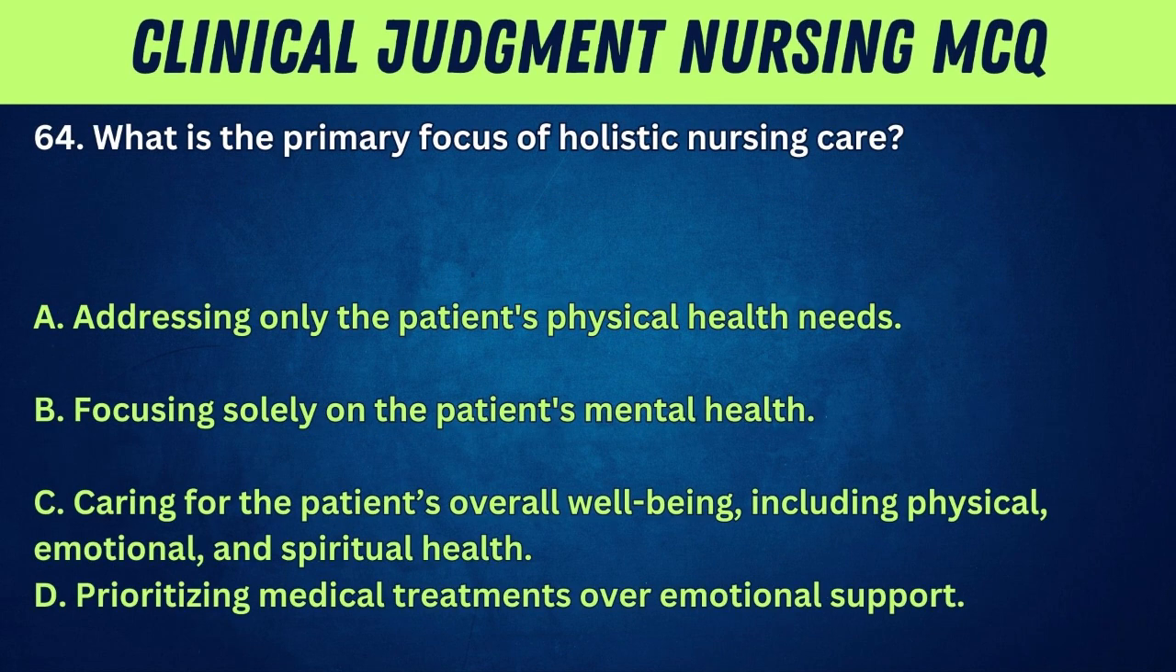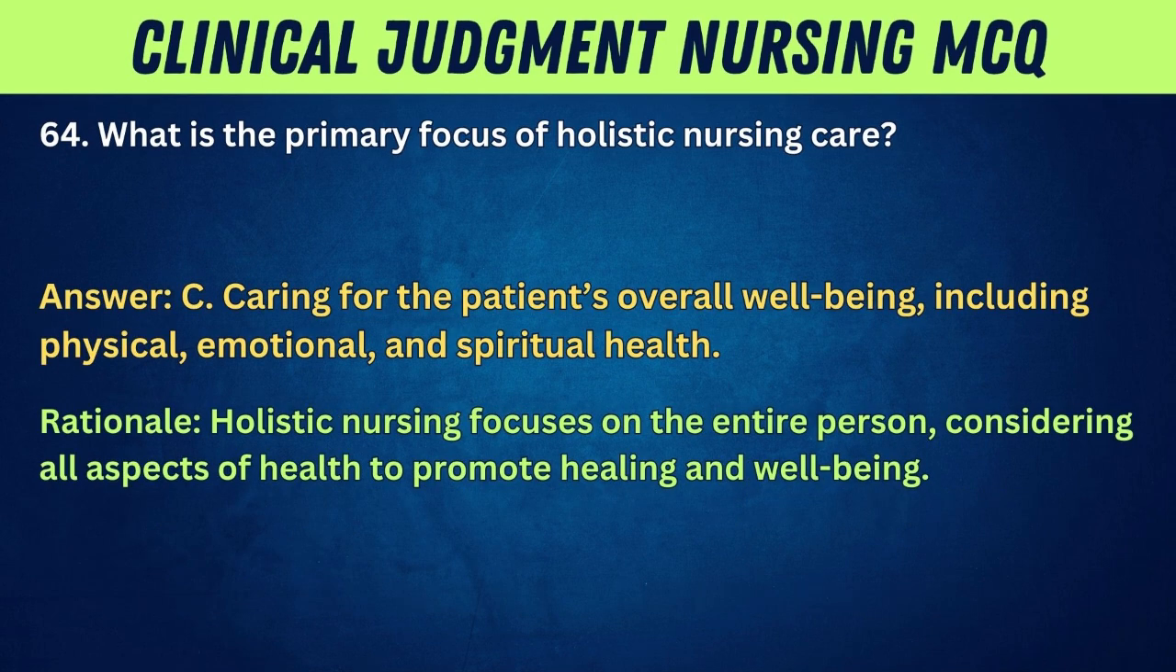64. What is the primary focus of holistic nursing care? A. Addressing only the patient's physical health needs. B. Focusing solely on the patient's mental health. C. Caring for the patient's overall well-being, including physical, emotional, and spiritual health. D. Prioritizing medical treatments over emotional support. Answer. C. Caring for the patient's overall well-being, including physical, emotional, and spiritual health. Rationale. Holistic nursing focuses on the entire person, considering all aspects of health to promote healing and well-being.